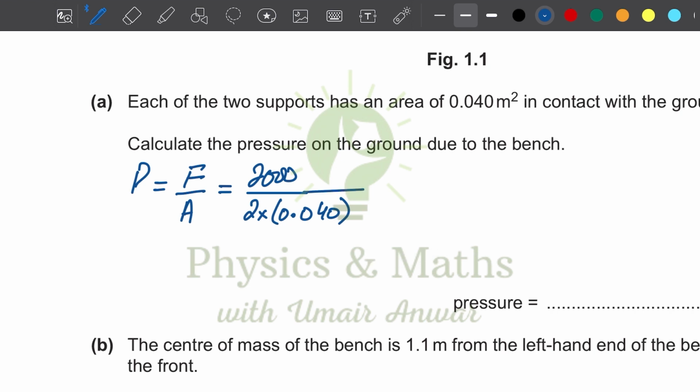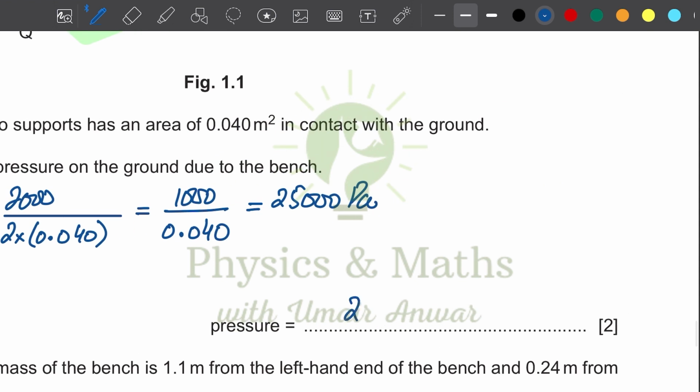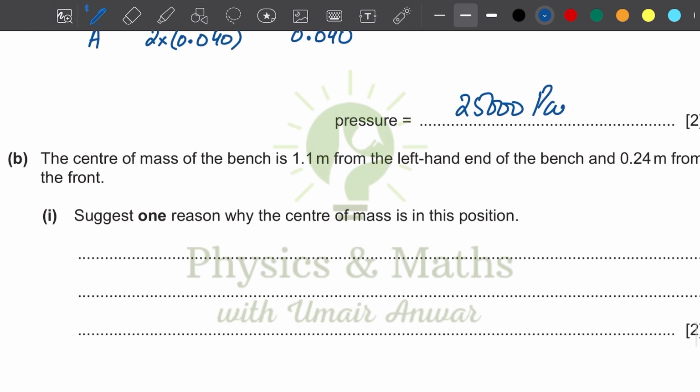So I'm multiplying the given area 0.040 with 2. So it becomes 1000 divided by 0.040, and the answer we get is 25,000 pascals. So this is the answer for this part, 25,000 pascals.